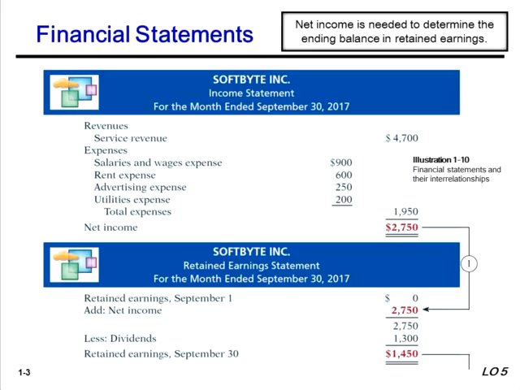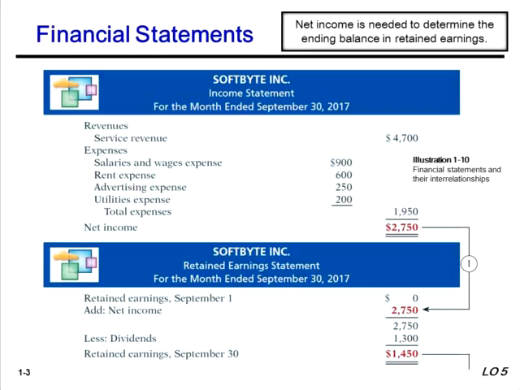First of all, in the heading of the financial statements, the name of the company always goes first. Secondly, the type of statement goes second. And then the third line is for the time period. So in this case, we have for the month ended September 30th, 2017. It could also be for the quarter ended September 30th, 2017. Or if their fiscal year ends on September 30th, it could be for the year ended September 30th, 2017.